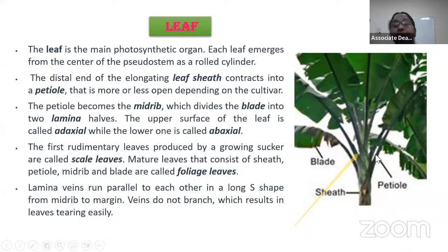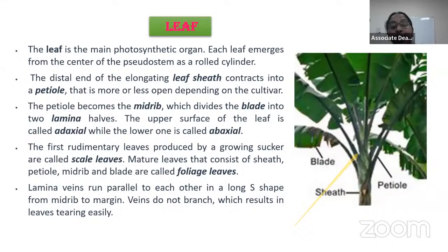and it will contract into a petiole portion, and it is more or less open depending upon the cultivar. Every leaf will have this petiole. After growing to a certain length, it will become the midrib. And this midrib will be divided into two lamina halves. The upper surface of the leaf is called the adaxial, while the lower one is called the abaxial surface.